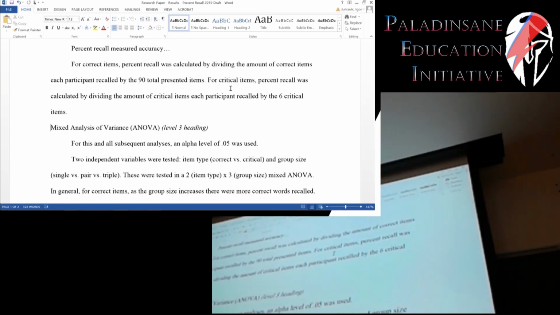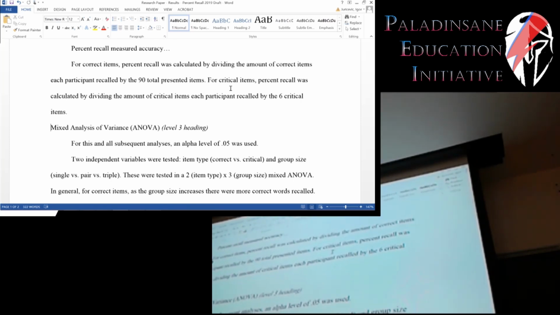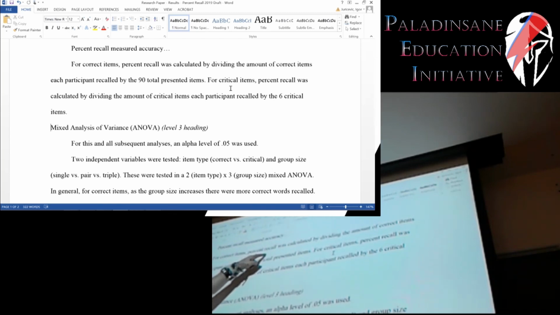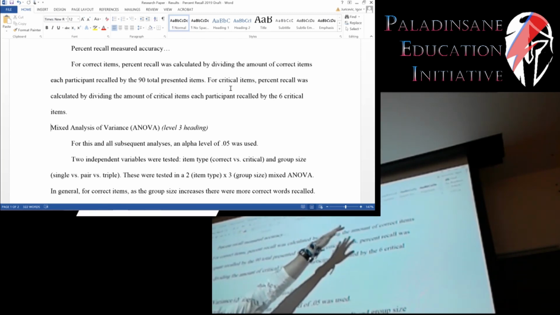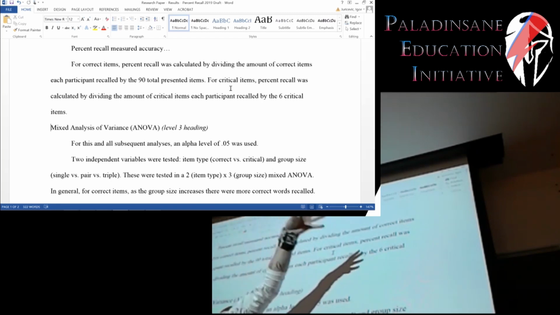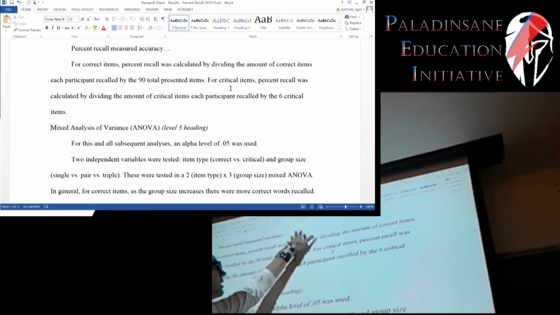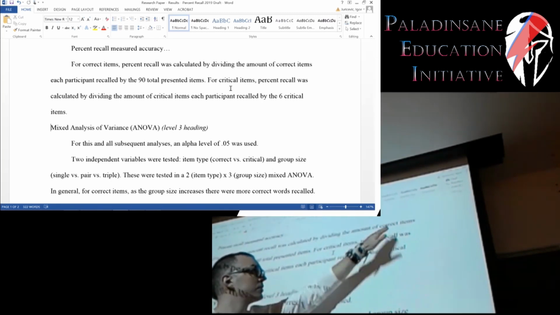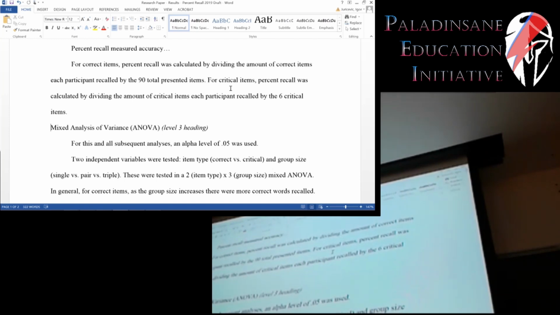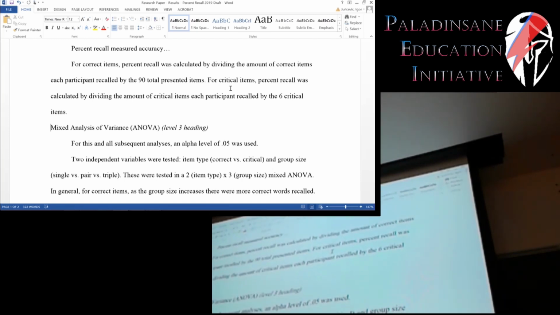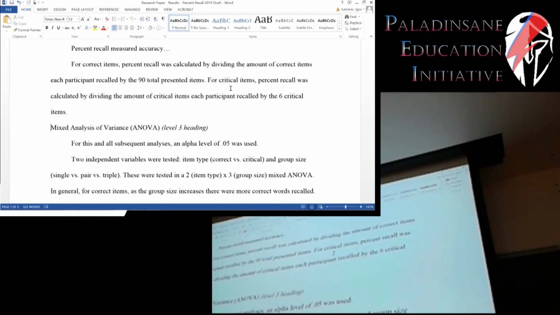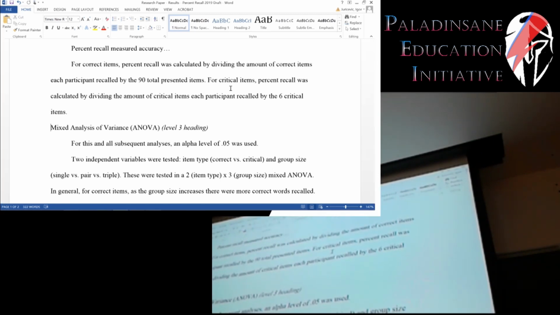copying this whole thing and then work it and say for correct items, confidence level was calculated by, how was it calculated, right? We added up all the confidence and then we divided by the total number of words. Calculated by dividing the total amount of confidence each participant gave by the 90%ed item. So use this when you're writing your next section as much as you can.